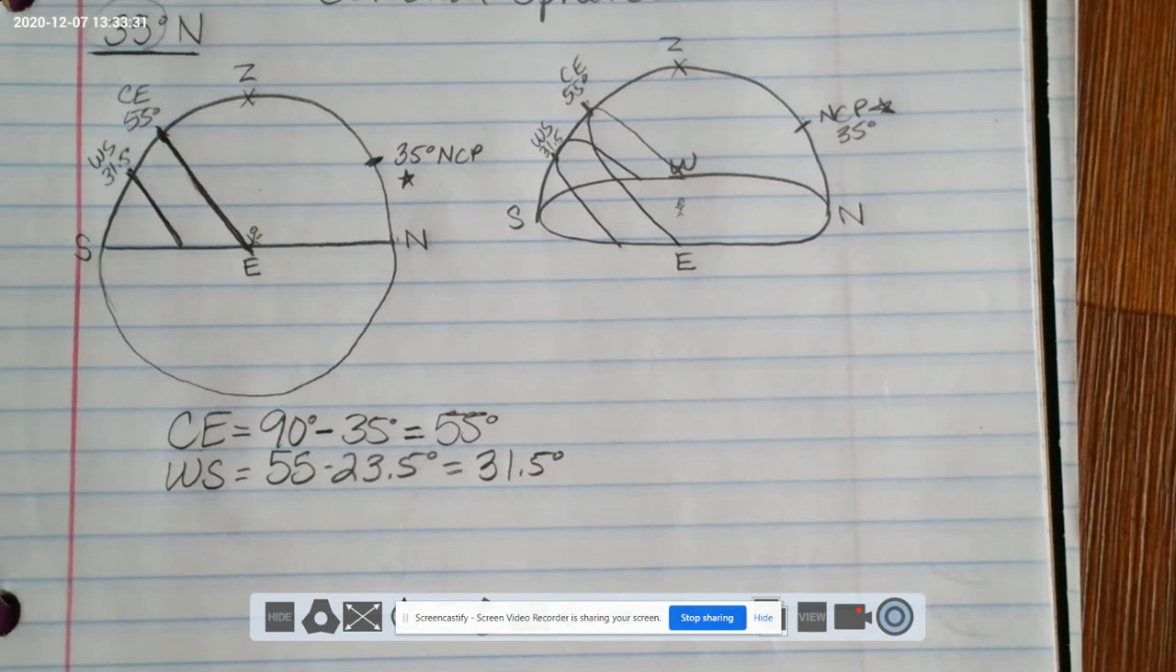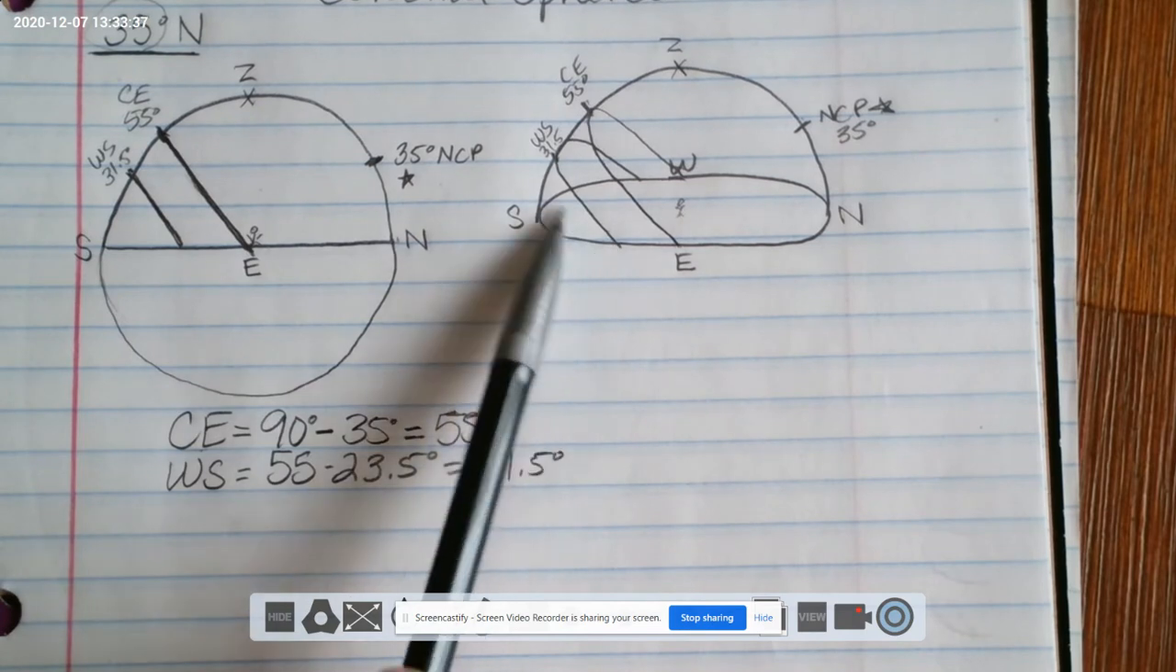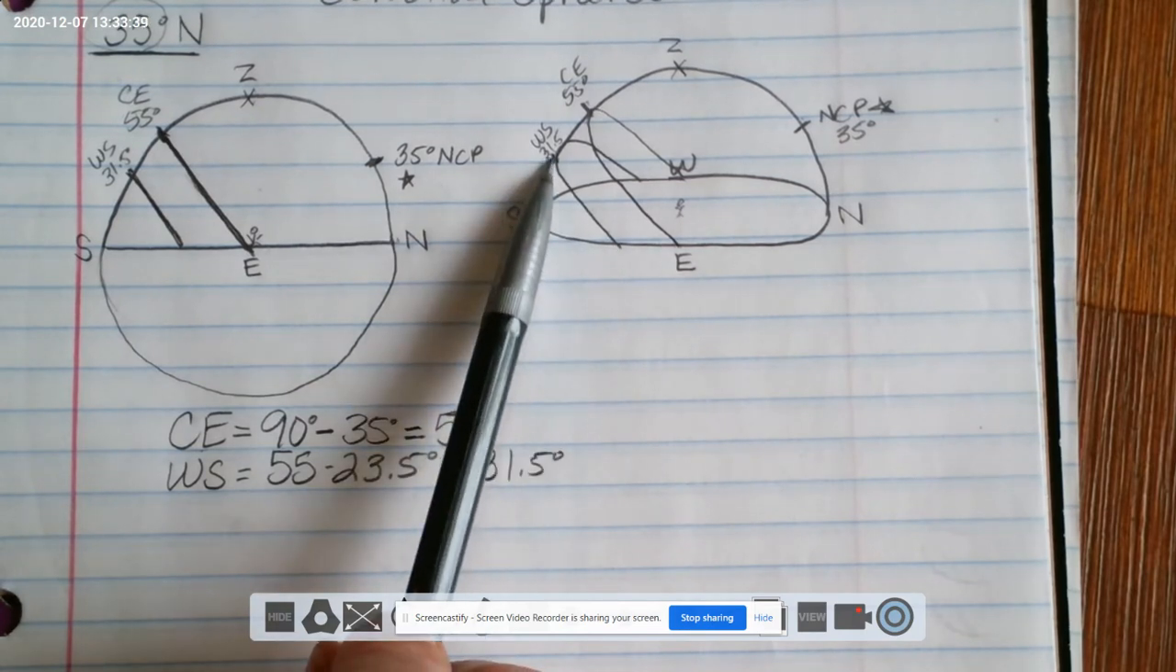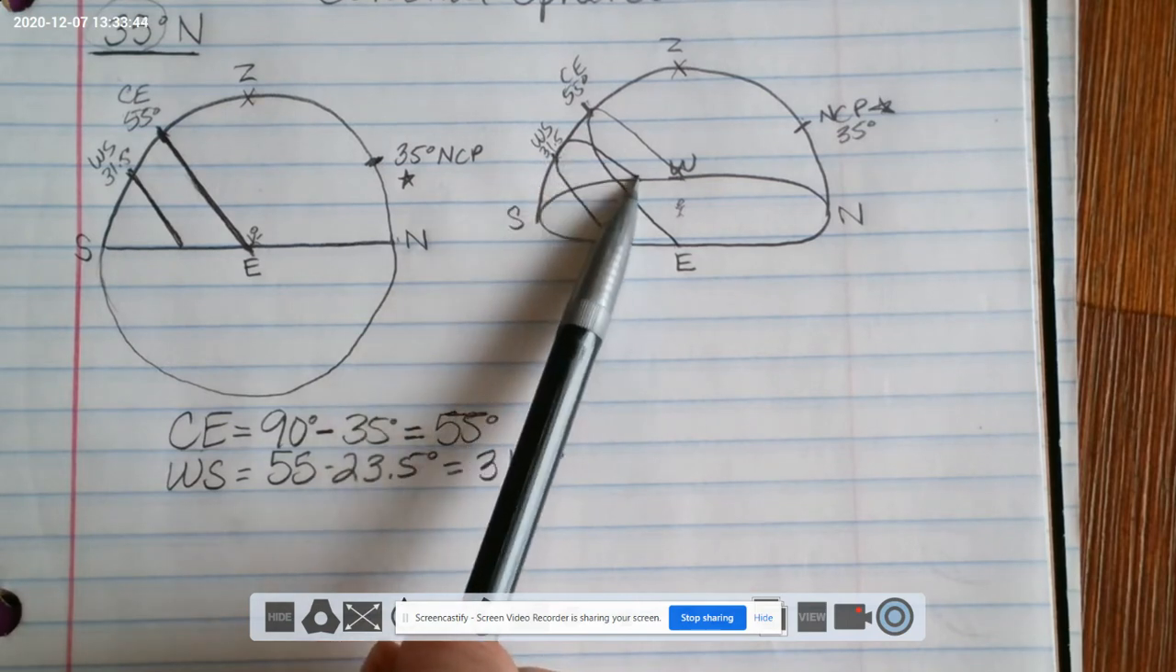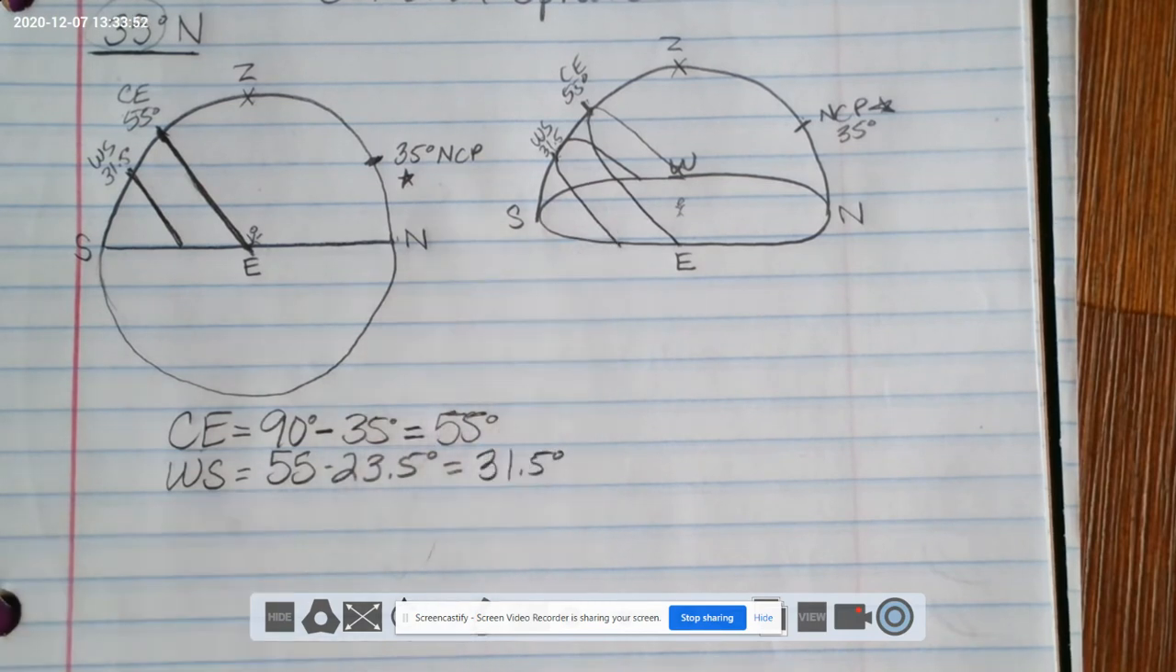So you can see the sun is going to rise in the southeast. It's going to peak at the 31 degrees. So that's as high as it will get on the winter solstice. And then it's going to set in the southwest. So it will barely be out for a very short amount of time. It's just going to rise and set pretty quickly. That's why we have a very short day.